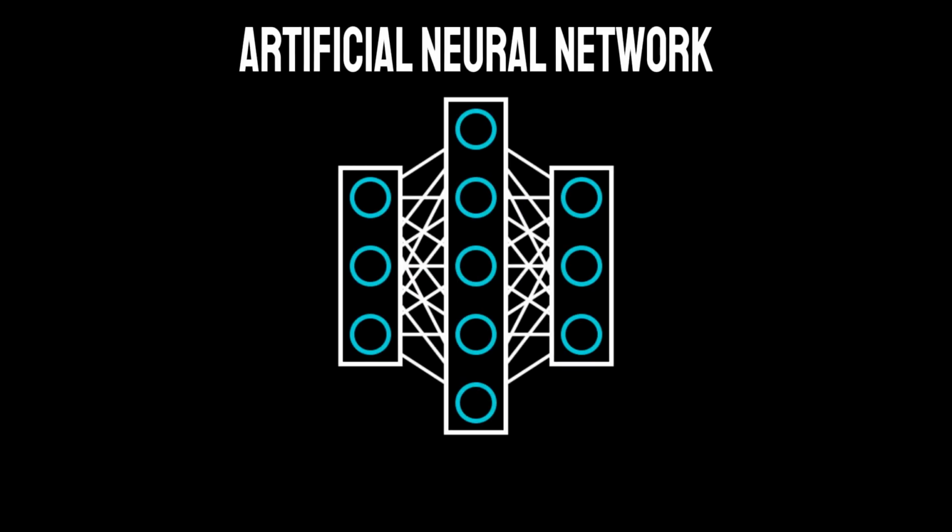Now let's connect multiple neurons to form a network. A simple ANN consists of 3 layers: input layer, hidden layers, and output layer. The input layer receives the data, the hidden layer processes it, and the output layer provides the final result.